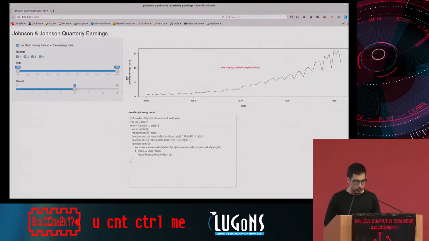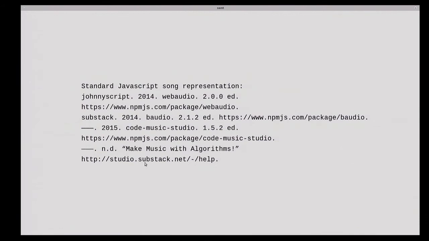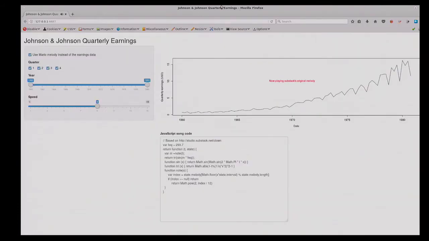Yeah. Maybe a little bit quieter, or I can do that actually. Okay. But right now it's just playing the Mario theme or whatever it's called.